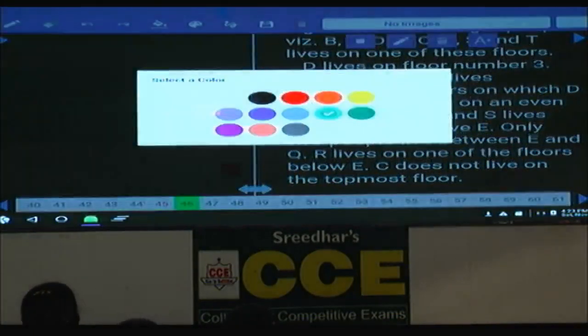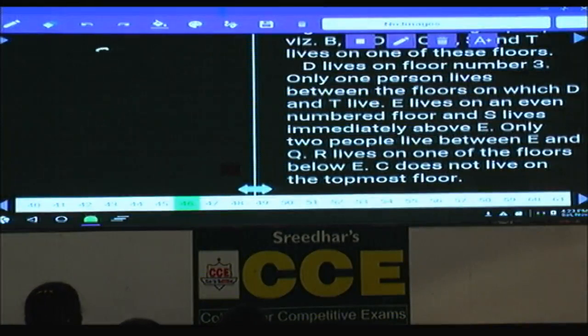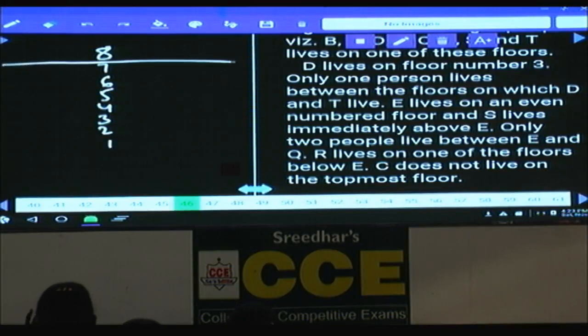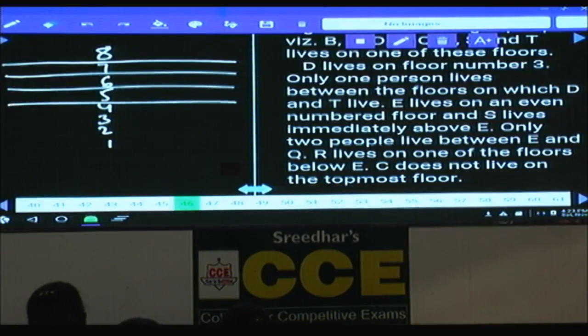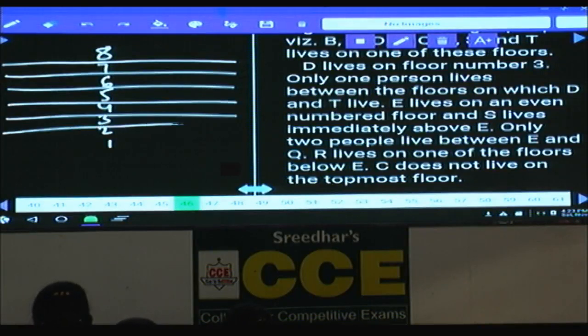Then coming to this one, how many floors are there? 8. 8, 7, 6, 5, 4, 3, 2, 1. Whenever the floor arrangement is given, fix the floors at the center and extend the lines like this. Then coming to condition number 1.